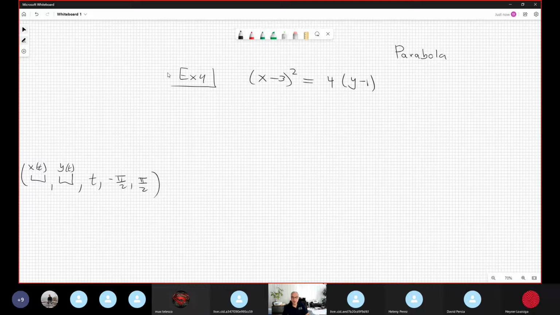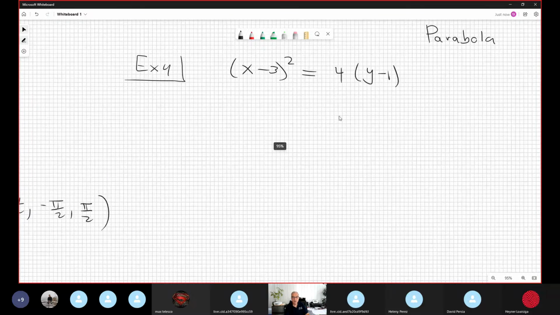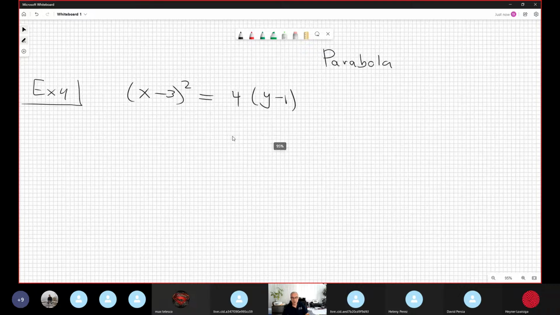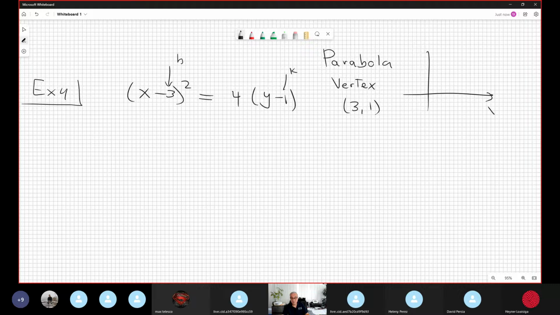What kind of parabola? Well, before I say what kind, I see what is the vertex. And the parabola has no sense to talk about center. It's vertex. And the vertex is located at the point 3, 1, no? This is h, and this is k. And this parabola opens up, it is a vertical parabola. So at this point, it's supposed to be here, and the parabola opens like that.